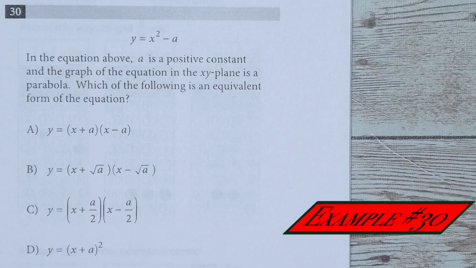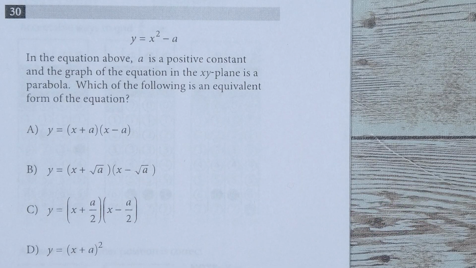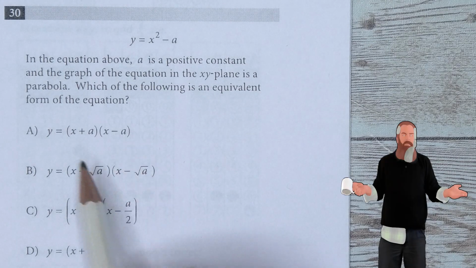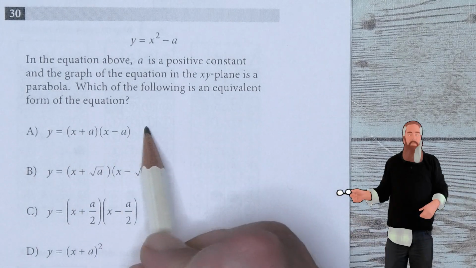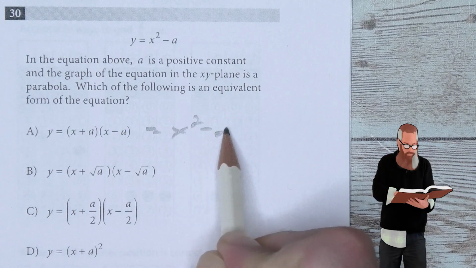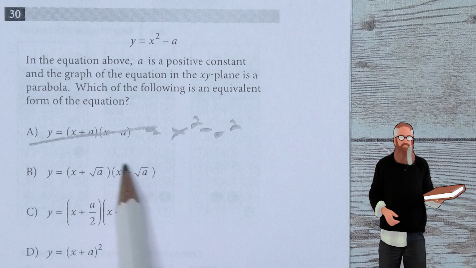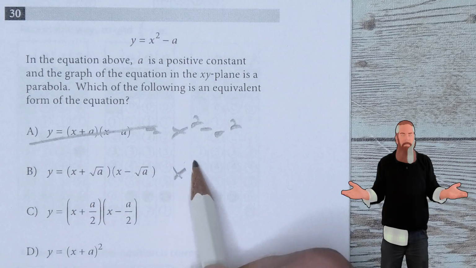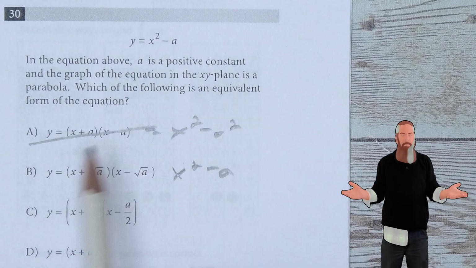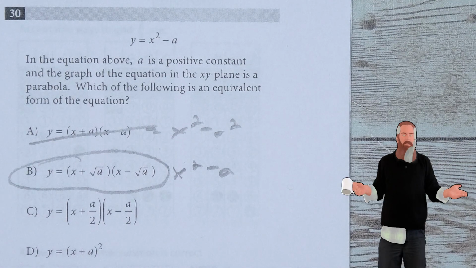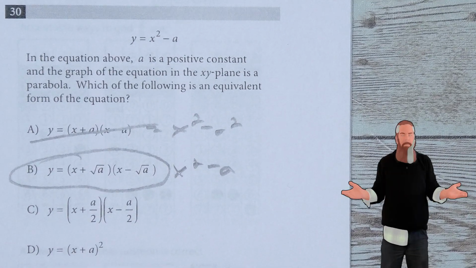In the equation above, a is a positive constant and the graph of the equation in the xy plane is a parabola. Which of the following is an equivalent form of the equation? Let's just multiply these out, and this is going to give us x squared minus a squared, which is absolutely not the same. If I multiply this out, I get x squared minus a, which is the same, so B is the answer.